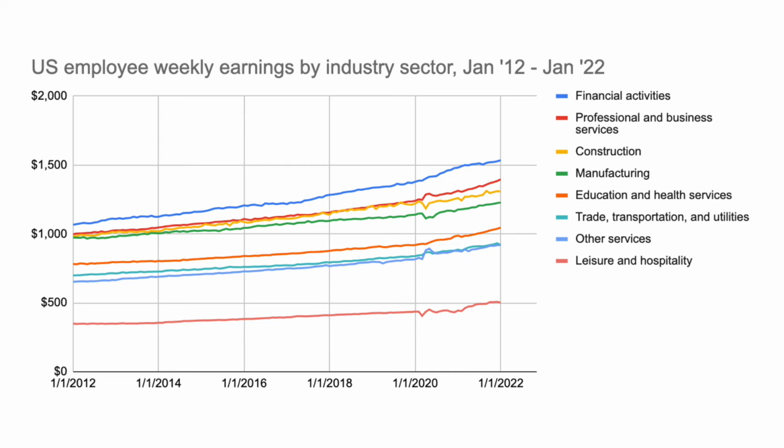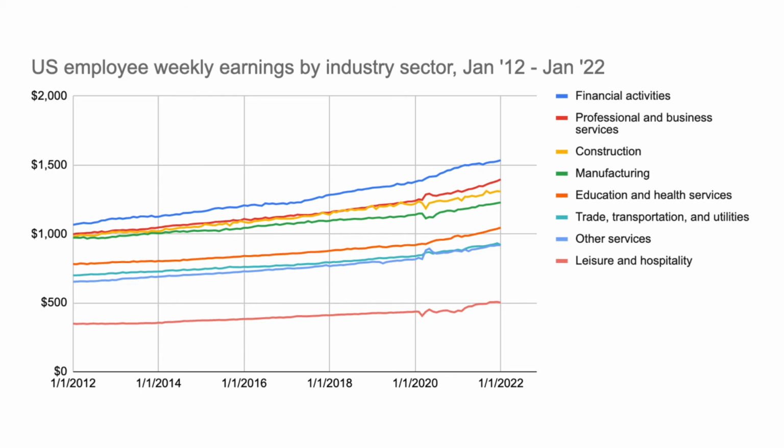And to get a sense of how this would translate to an annual compensation level, let's say there's 50 paid work weeks in the year. So for every $500 of weekly earnings, we're talking $25,000 of annual compensation. So that $1,500 number is saying in financial activities, the average annual earnings is probably around $75,000 in a year.